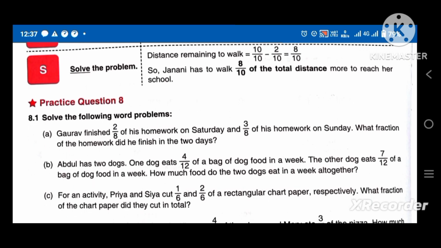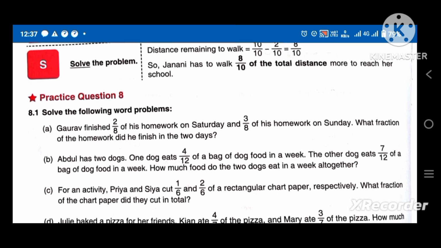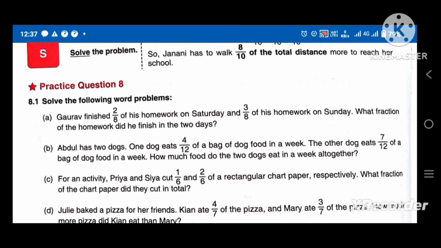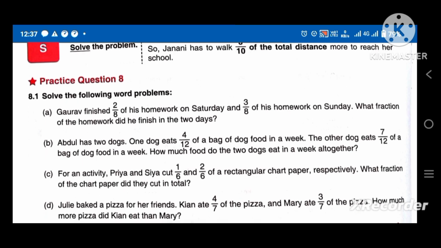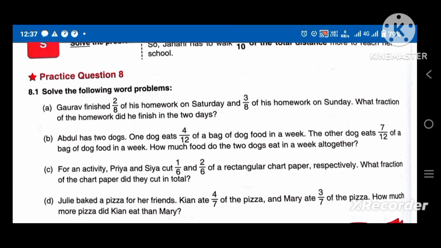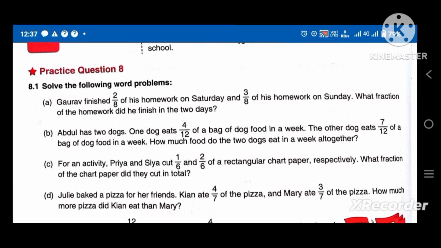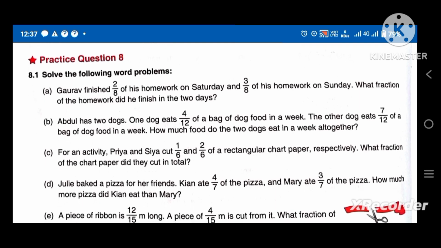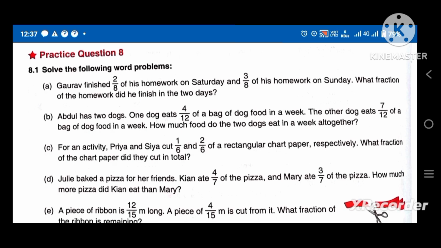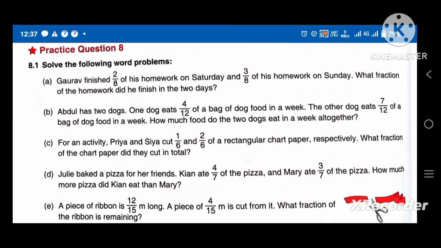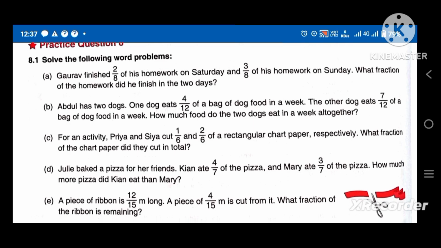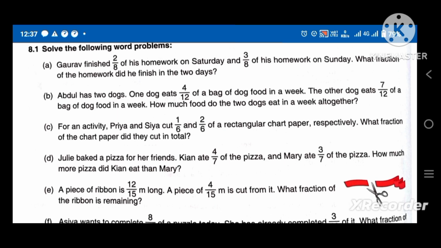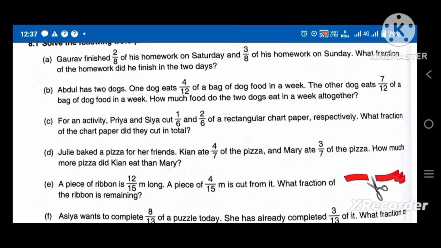Practice question number 8. Solve the following word problems. A. Gaurav finished 2/8 of his homework on Saturday and 3/8 of his homework on Sunday. What fraction of the homework did he finish in the 2 days? B. Abdul has 2 dogs. One dog eats 4/12 of a bag of dog food in a week. The other dog eats 7/12 of a bag of dog food in a week. How much food do the 2 dogs eat in a week altogether?